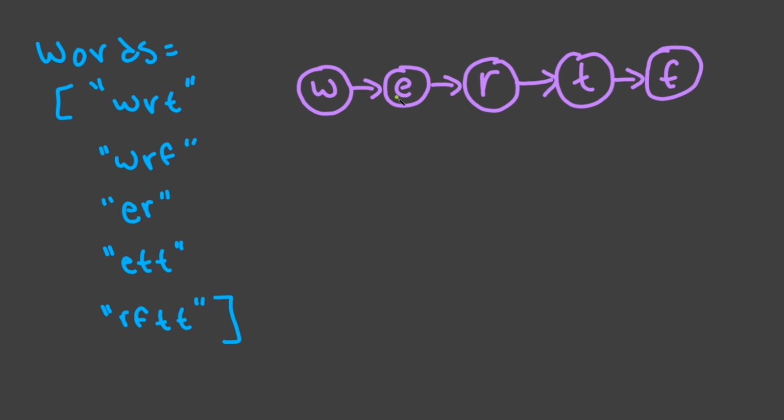And this is also a cycle detection problem. So for example, if we had WF here, then our E would also connect to the W. And if we do DFS, we're going to end up going in a loop.